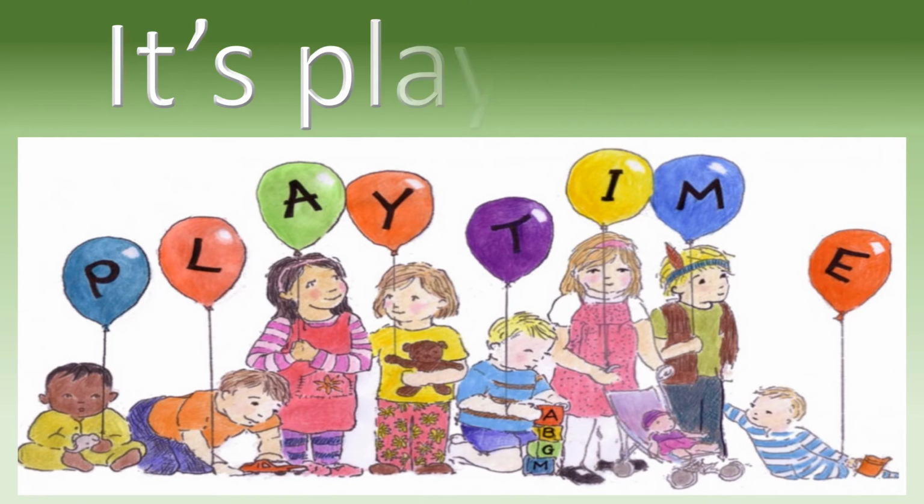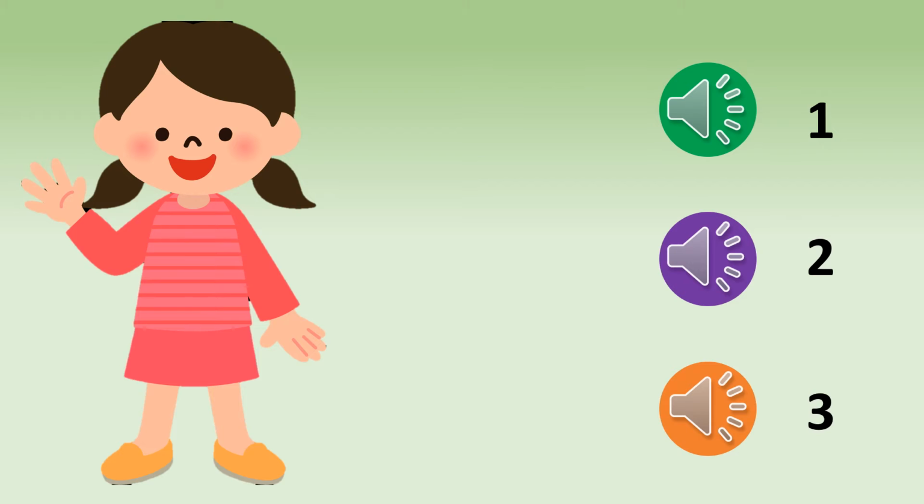It's play time. Can we play together? Very good. In this game, you look at the pictures. This is a girl. So now, you listen to the sound. One, two, three. Which one for girl? Number one. L. Okay, we choose L. Is it okay for us to choose?